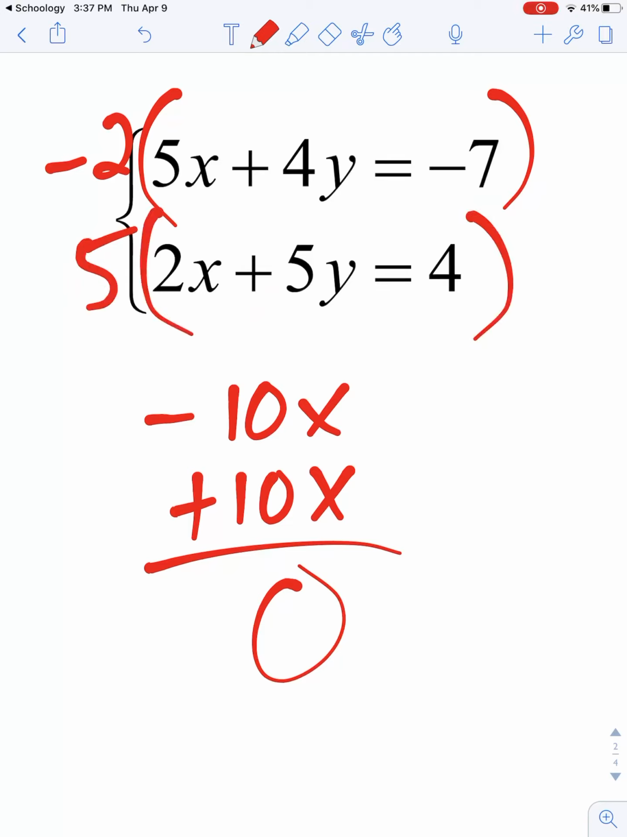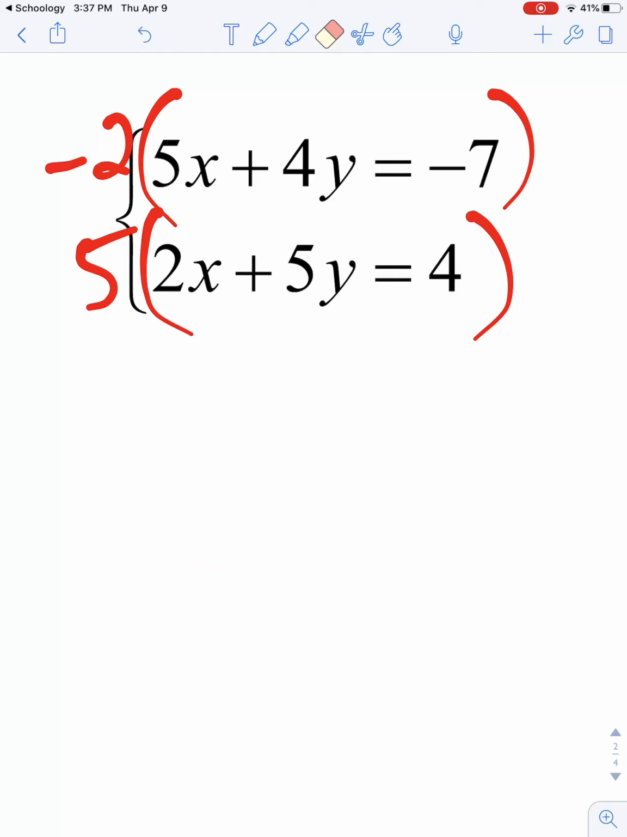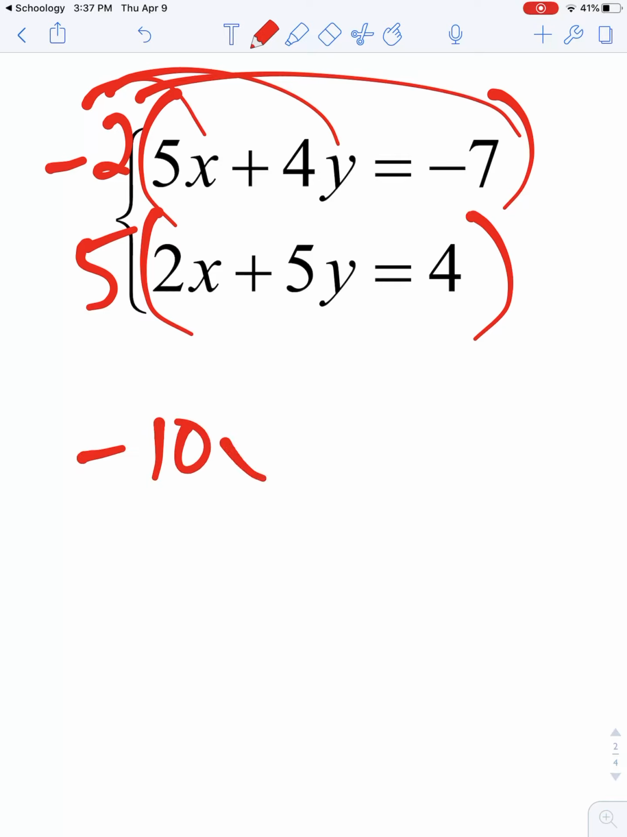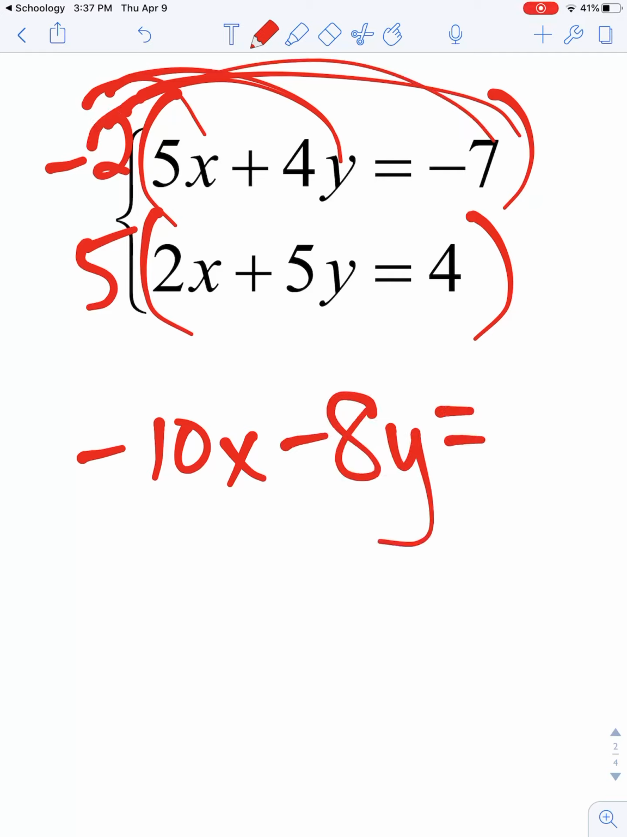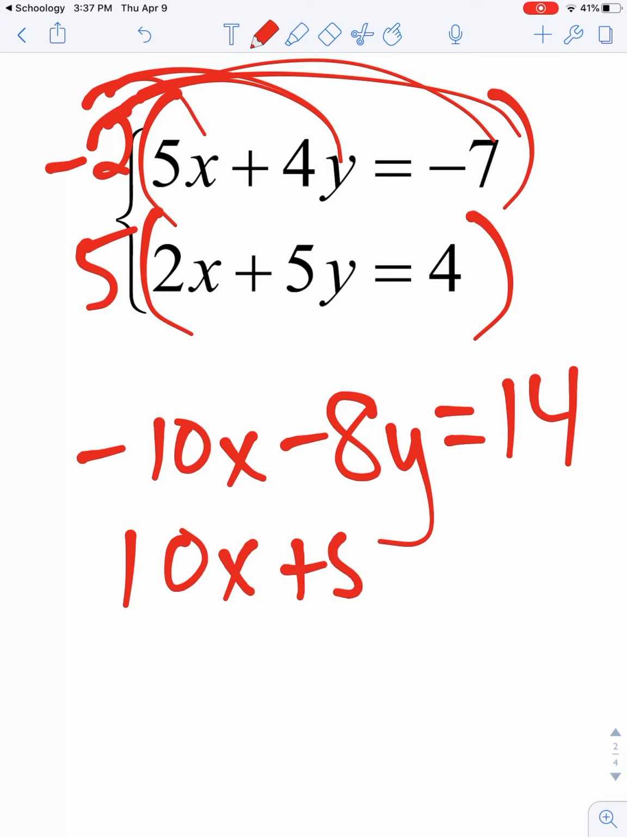So I'm going to multiply this equation by 5. And when I say multiply, you're multiplying every single term. So I'm going to multiply each one here. -2 times the 5x is -10x. -2 and the 4y gives me -8y. And then also the -7 I have to multiply by. 2 negatives make a positive. So then I do the same thing here across the bottom.